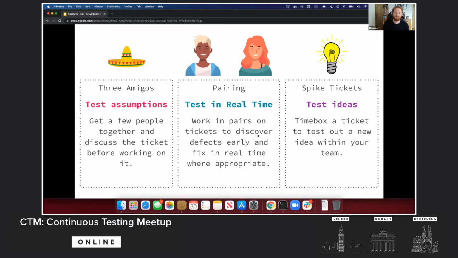And then there's spike tickets. Sometimes we just don't know enough about the work we want to do. We have a general idea, but we don't know if that idea is a good one. So we can test the very idea itself, perhaps in a pair. We can get together, we can time box a task to investigate and research an idea and test the very idea itself to make sure it's a good one before elaborating it into a ticket, ready to go through this 3 amigos process and this pairing.